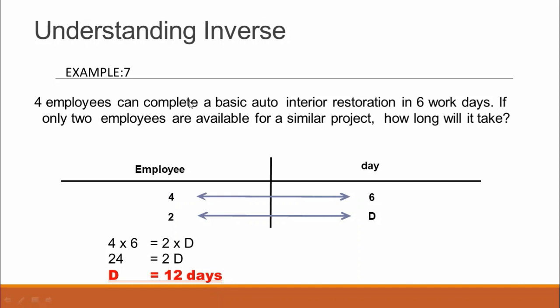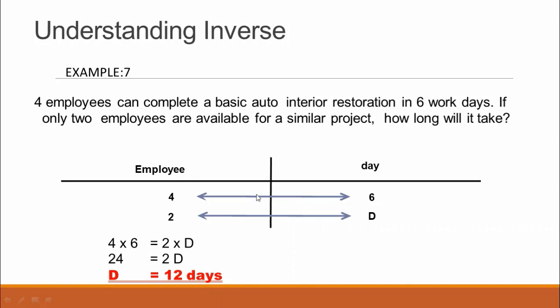This is the inverse quantity, so the employees quantity decreases, so the days quantity will increase, and you will see at the end of the result. In this question, 4 employees and 2 employees, the employees quantity decreases. And now the days, 6 days, and how many days is unknown. Now this is the inverse quantity. Since the first quantity decreases, the second quantity will increase.